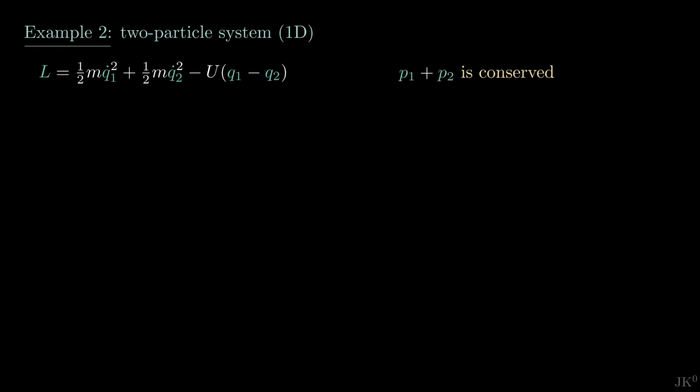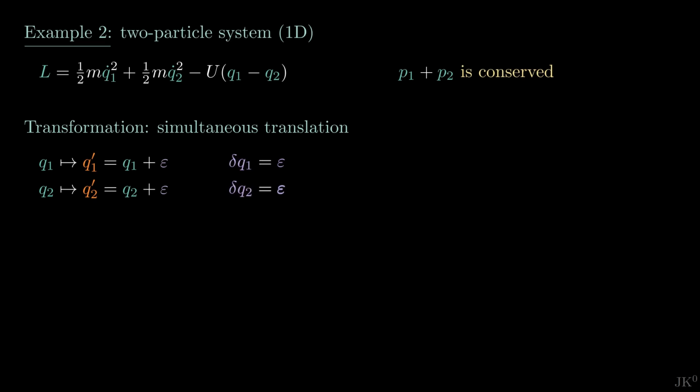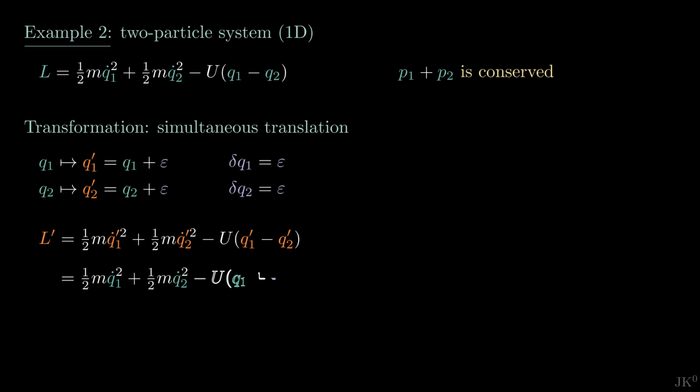Let's see how the Lagrangian of this system changes under the simultaneous translation of the 2 particles. This is the new Lagrangian, and replacing the transformation, we find that we recover the original Lagrangian. Again, delta L equals 0.